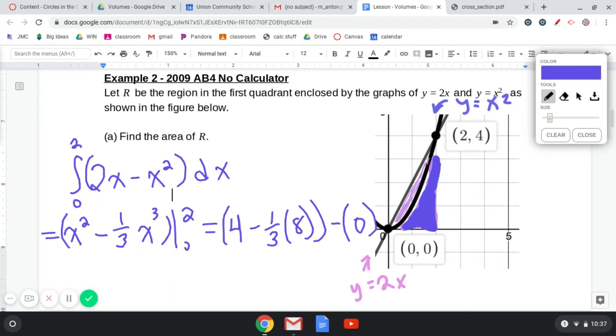Alright, so this is equal to 8 over 3, and 4 is equal to 12 over 3, minus 8 over 3, which is 4/3 square units, is the area of the region between these two functions. That's the area of the region between those two functions.